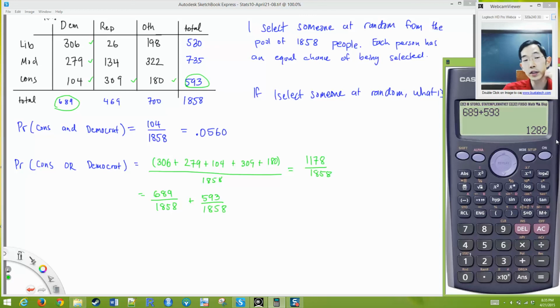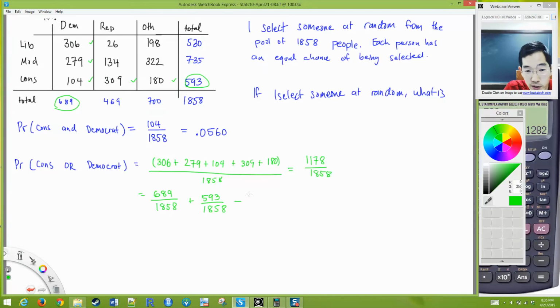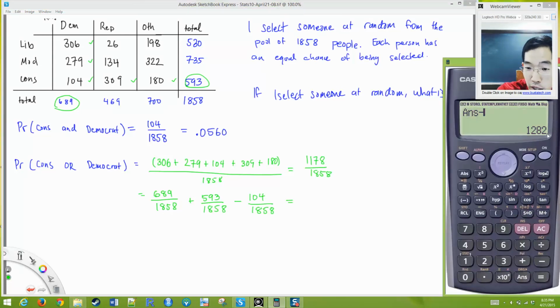So what have I done wrong? I double counted this group, right? Because 104 is included in 689, 104 is also included in 593. So what do I have to do? I just have to subtract off 104 over 1858. I have to subtract them off once. I don't have to do it twice, just once. Okay, so 1282 minus 104 gives me 1178, and we get the same answer.